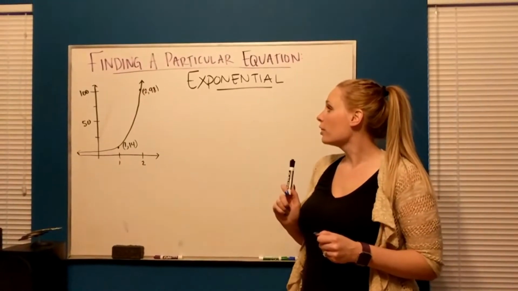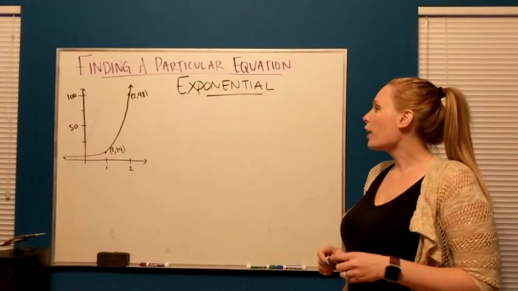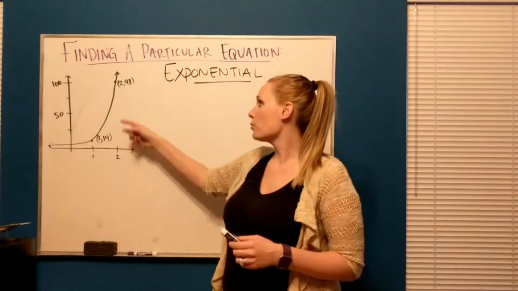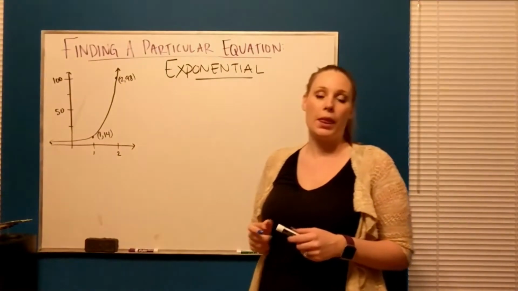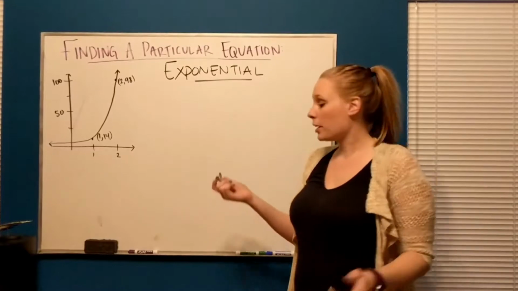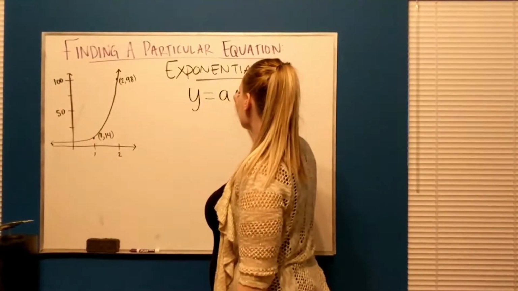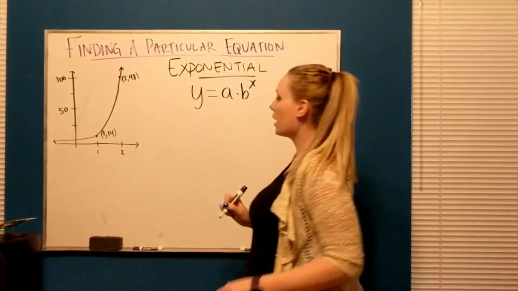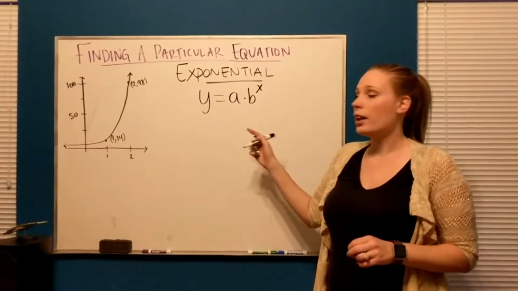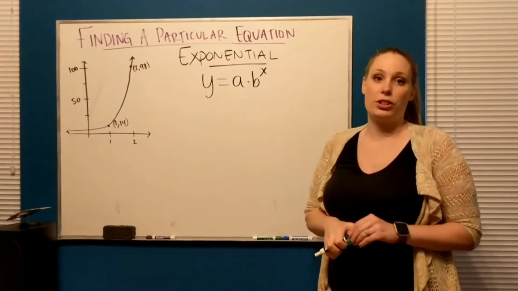Particular equation for exponential functions. So for exponential functions and finding the particular equation, again, you need to have at least 2 points. So we're going to start by writing the most basic equation for an exponential, which is y equals a times b to the x. We have 2 unknowns, a and b, and we have 2 points. So we know that we can solve this equation.